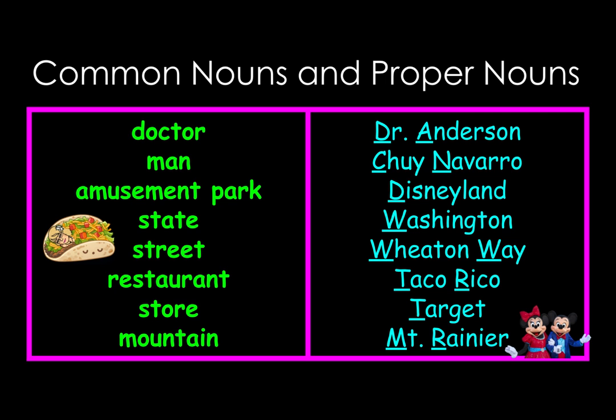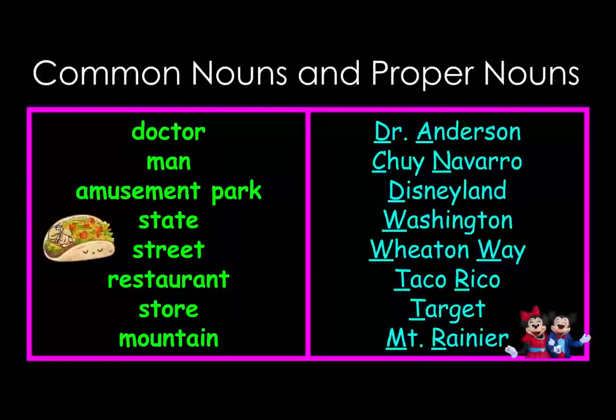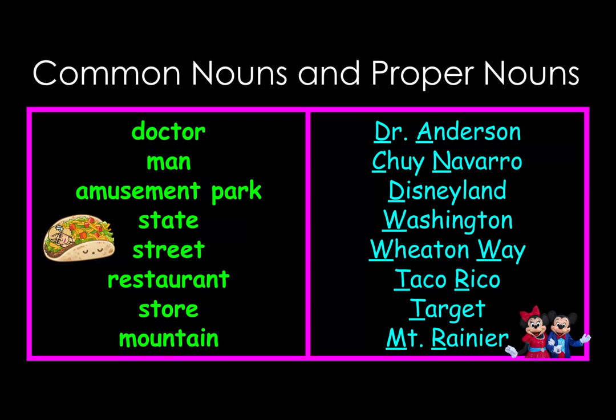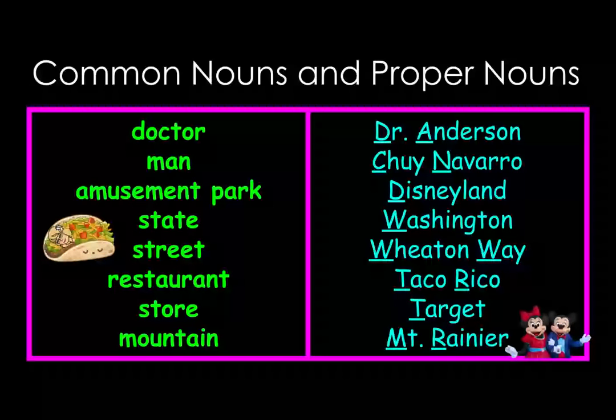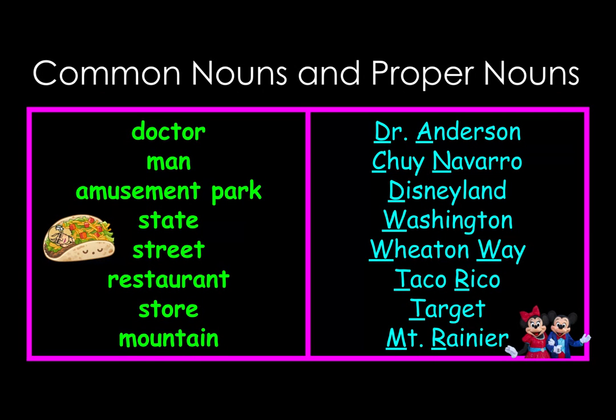I went to the amusement park last week. Which amusement park? We don't know because it's a common noun. Well, I went to Disneyland last week. Disneyland being a proper noun. I live in a state. Well, you could live in California. Where do you live? I live in Washington. Washington being capitalized because it's very specific. I went down Wheaton Way to get to Walmart. Wheaton Way is a street, but it is very specific, so it's capitalized.